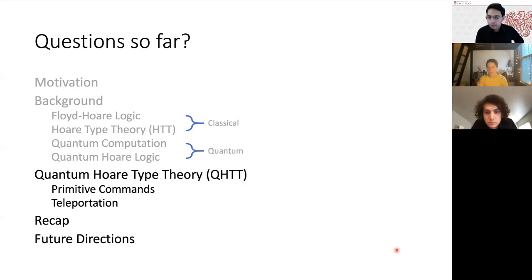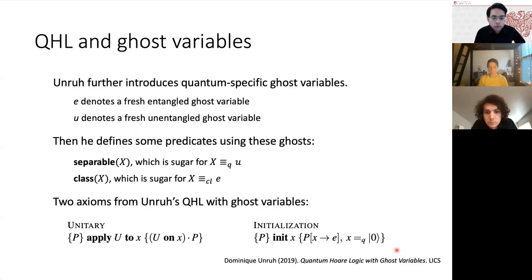Yeah, Kartik, I have a question. Yes. Can you tell me again what separable X means? I wasn't sure I got that. So in certain situations, we want to be able to state that a given qubit or maybe a bunch of qubits are not entangled. So this predicate separable lets us specify that in our specification language.